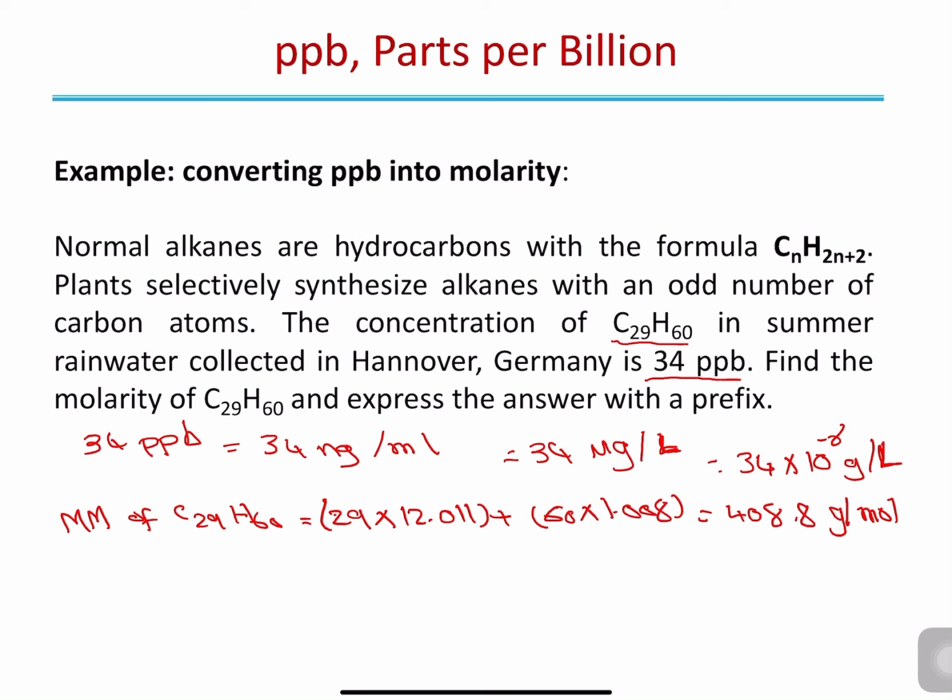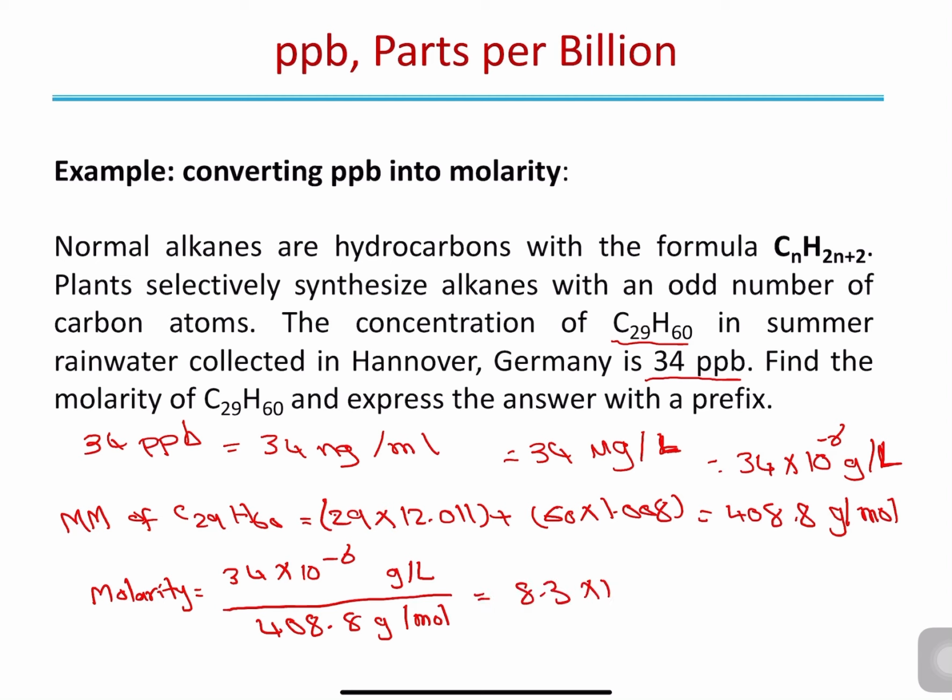In order to find the molarity, the molarity here will equal 34 times 10 to the power minus 6 gram per liter divided by the molecular mass, which is 408.8 gram per mole. So the molarity will equal 8.3 times 10 to the power minus 8 molar.